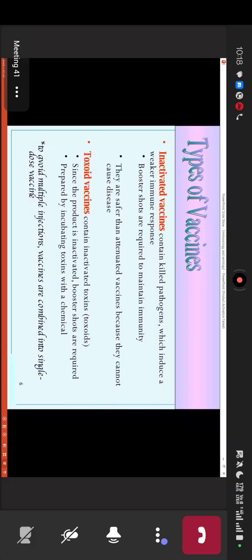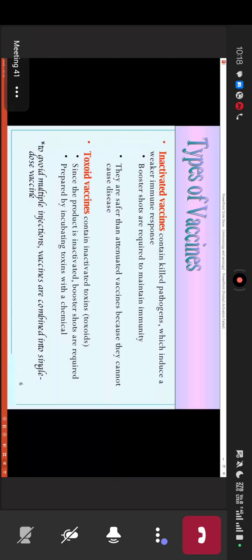Yes, the disadvantage of the live vaccines, we discussed, is that sometimes a few organisms can cause disease because they revert to the virulent form. But inactivated vaccines are not able to produce disease because we are using killed pathogens, right? Then the third one is toxoid vaccines. Toxoid vaccines contain inactivated toxins, which are toxoids. Since the product is inactivated, booster shots are required. They are prepared by incubating toxins with chemicals.